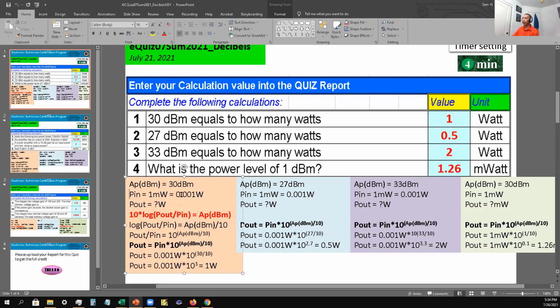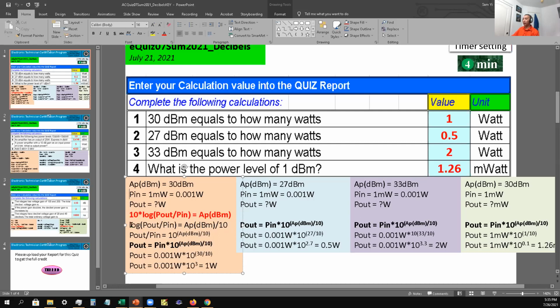So P_ref is going to be 0.001 watt, and we want to find out what P out is. The formula we apply is 10 times log of P out over P_ref equals P in dBm. We have to solve this equation first, so I divide this side by 10. If I do it on the left side, I have to do it on the right side. So now I have this formula here.